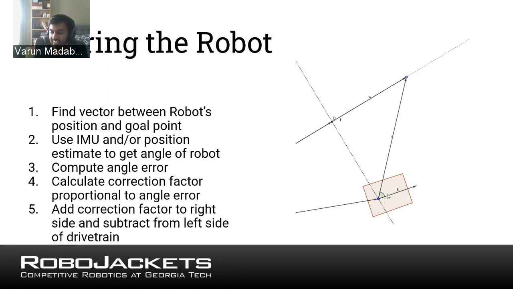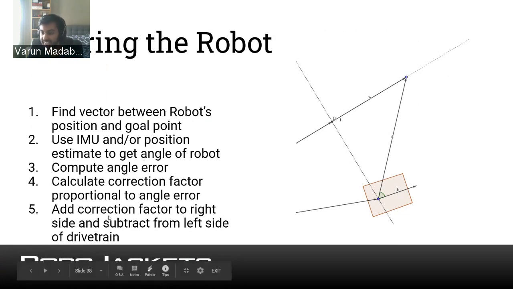So the first thing we need to calculate is the angle error between those. Calculate the error between the robot's angle and the look-ahead distance goal direction. And we can multiply that angle error by some correction factor. This is just a proportional constant, so it's just like P control of the PID.